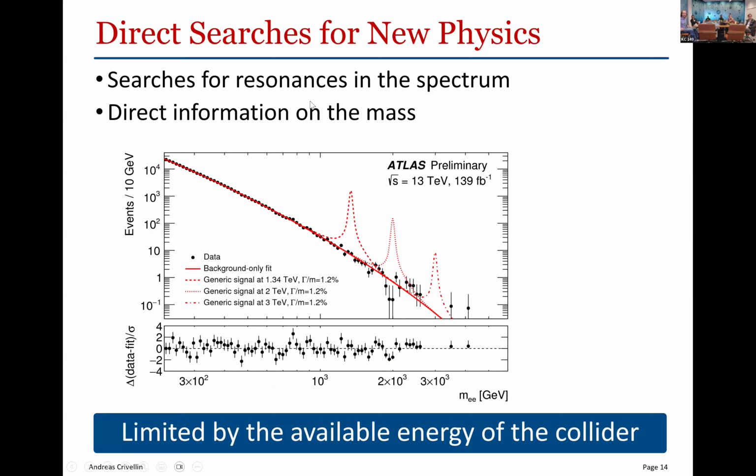So direct searches for new physics, this we have already seen for the Standard Model Higgs case. So here what you do is you fit a continuous spectrum and you look for a peak on it. And if there's a peak, you have it. Sounds easy. It's of course in the end more difficult than you think. So the good thing here is if you find a peak, you know the mass of the particle. So that's very good. The problem is you are limited by the energy of your collider.